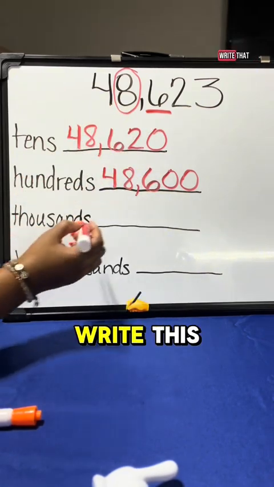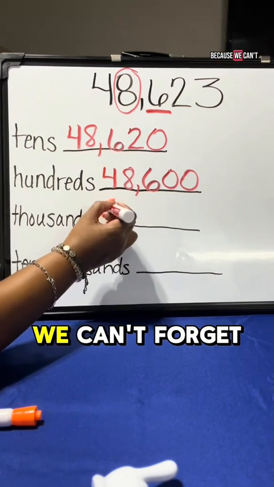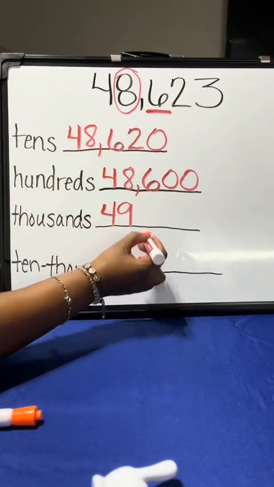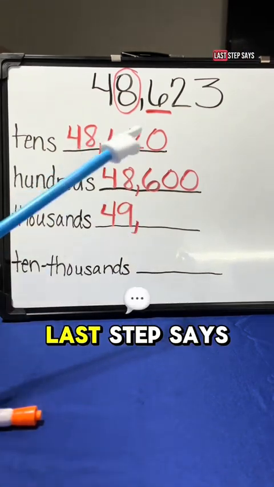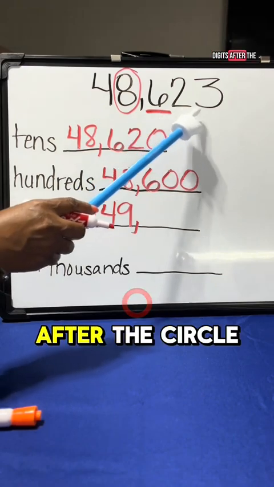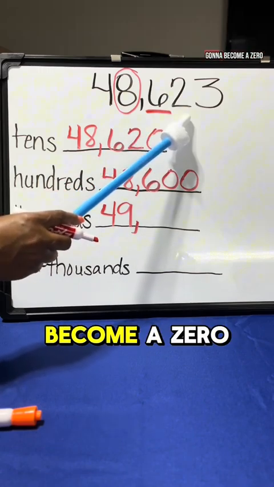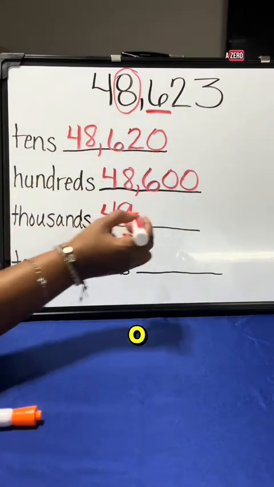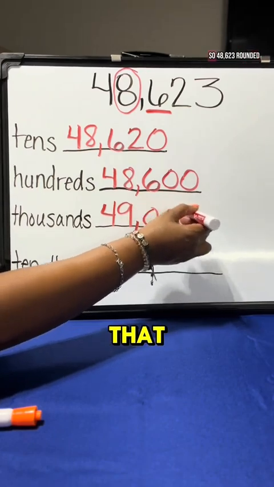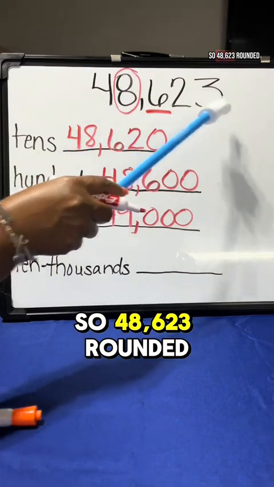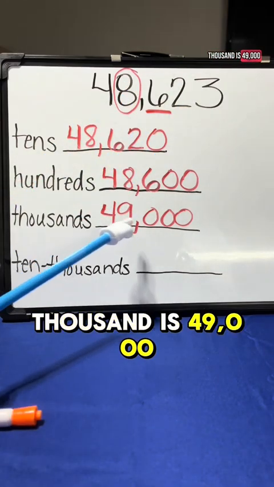So let me go ahead and write that. So I'm going to bring down my 4 because we can't forget about it. I'm going to change that 8 into a 9, do my comma, and then the last step says to change all digits after the circle digit to 0. So the 6 is going to become a 0, the 2 is going to become a 0, and the 3 is going to become a 0. Let me go ahead and do that. So 48,623 rounded to the nearest 1,000 is 49,000.